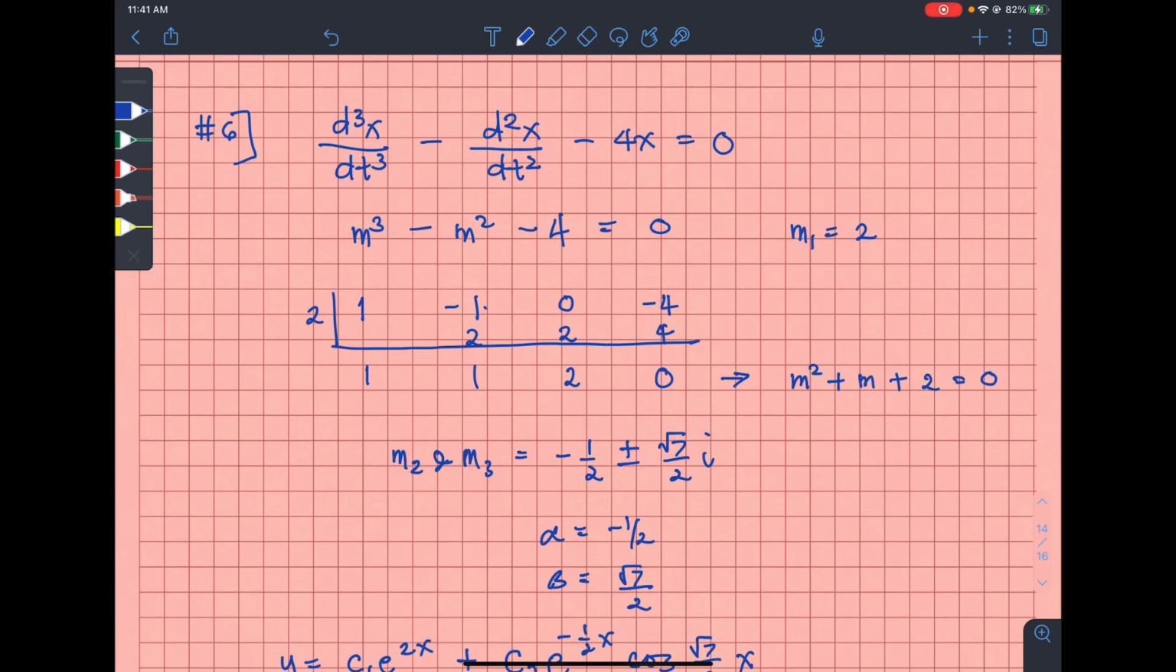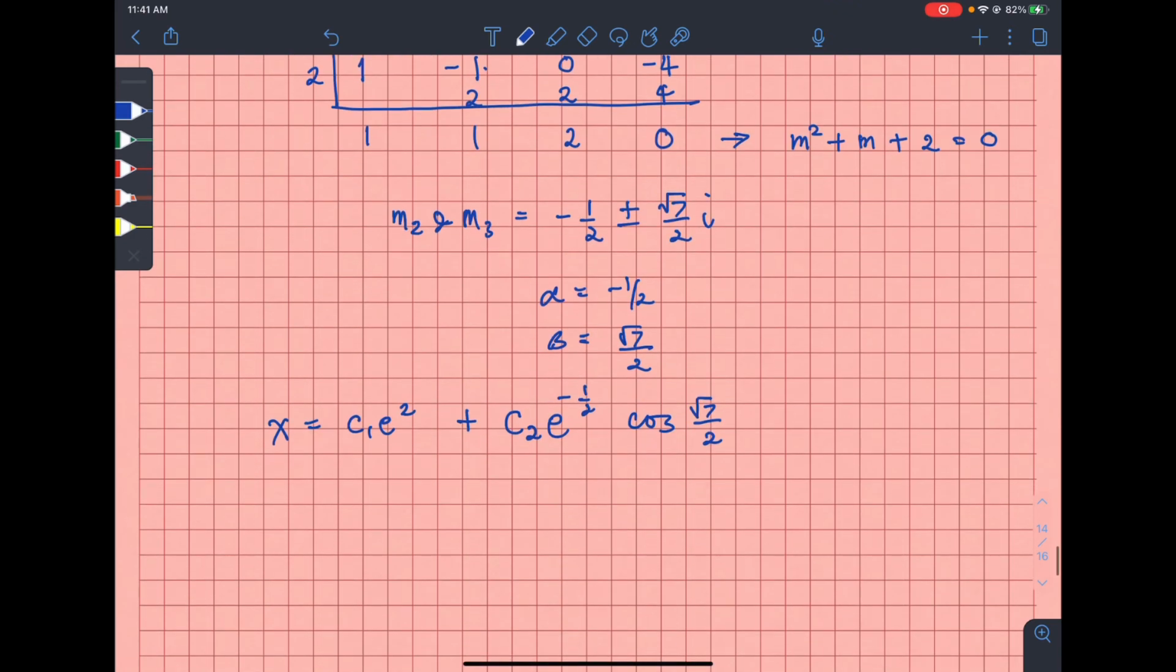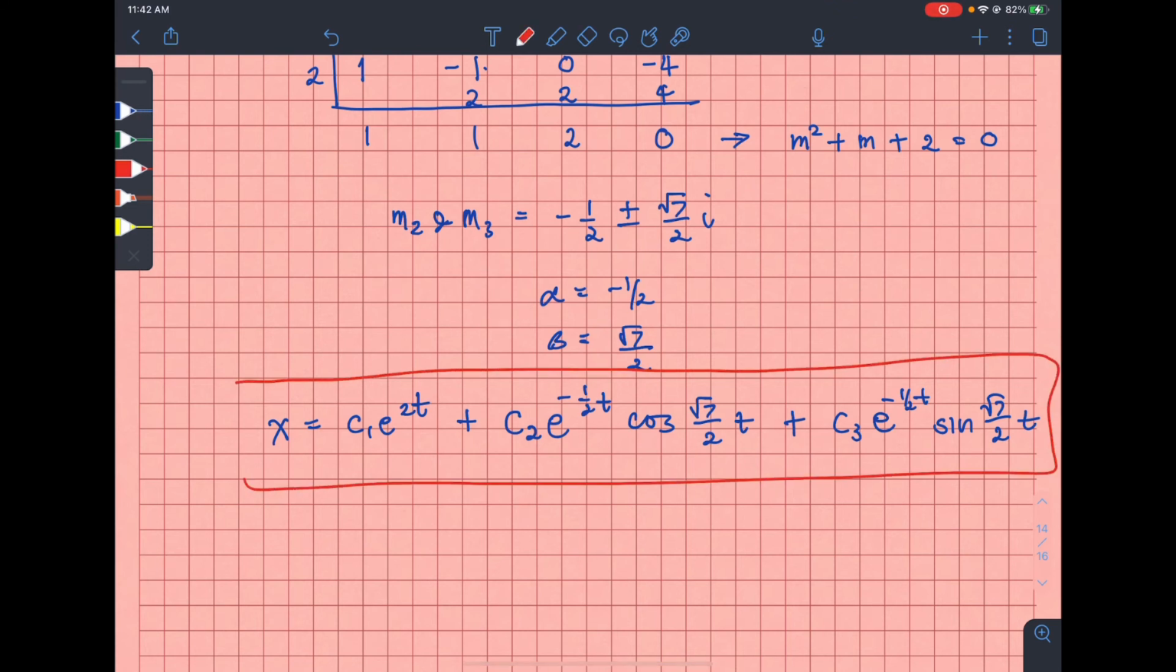The variable that we are using is x and t. So, dapat x and t rin ang gagamitin natin. So, that would be y equals C1 e raised to 2t plus C2 e raised to negative 1/2 t, then cosine square root of 7 over 2t. Then plus C3 e raised to negative 1/2 t sine naman square root of 7 over 2t. So that will be our answer.